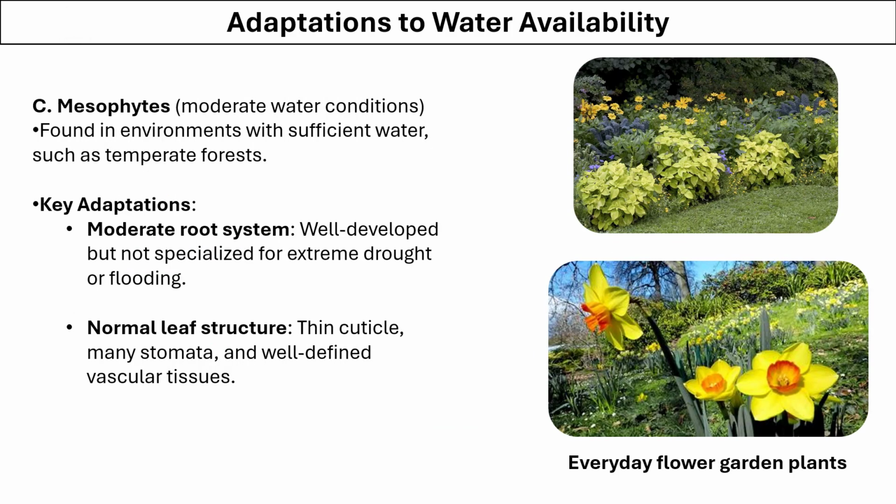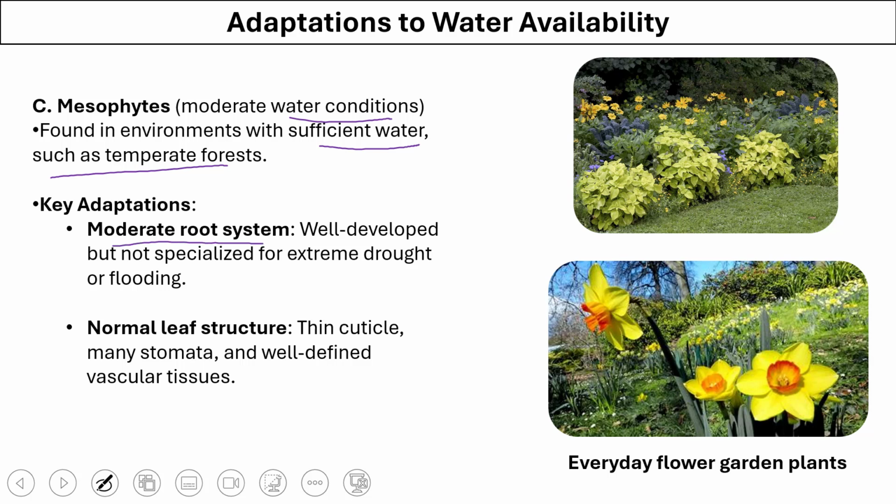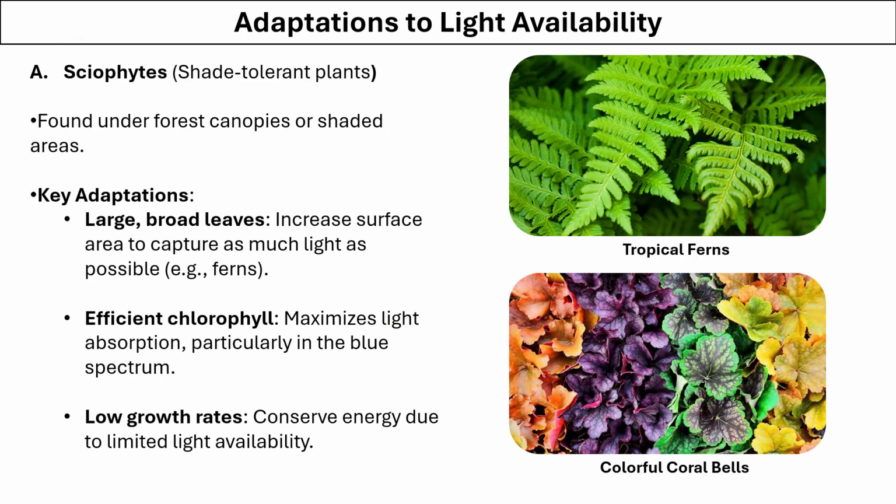The plants which grow in moderate water condition are called the mesophytes. The mesophytes have sufficient water around them and they are present in areas like temperate forest. The key adaptations are that they have very moderate root system which is just enough developed to survive their conditions, and they also have normal size of their leaves with thin cuticle and just the right amount of stomata and well-defined vascular system. Now let's look at some adaptations to the light availability.